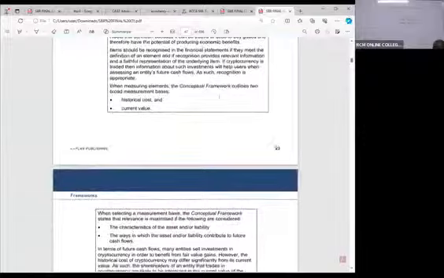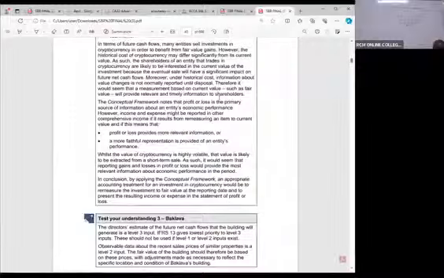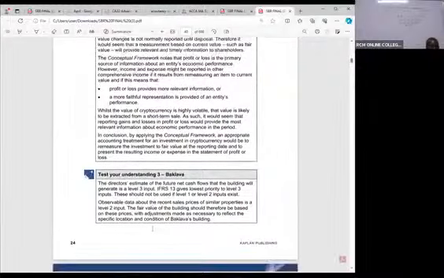Baklava. I think baklava is level 3. The director's estimate of the future net cash flows that the building will generate is a level 3 input. IFRS 13 gives lowest priority to level 3 inputs. This should not be used if level 1 or level 2 inputs exist. Observable data about the recent sales price of similar properties is a level 2 input. The fair value of the building should therefore be based on these prices, with adjustments made as necessary to reflect the specific location and condition of baklava's building.